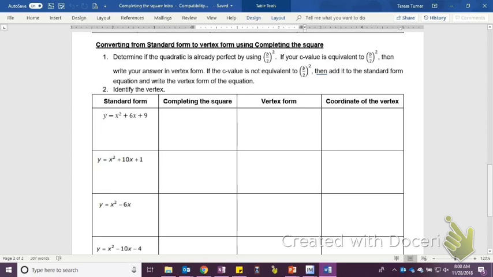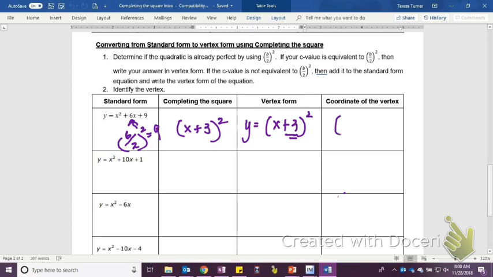So if we look at the first one, if we look at b, 6 over 2 squared is equal to 9, so it's already a perfect square, x plus 3 squared. So your vertex form then is y equals x plus 3 squared. There is no k value. This is the h value, but with the opposite sign. So the coordinates of my vertex are -3, 0.